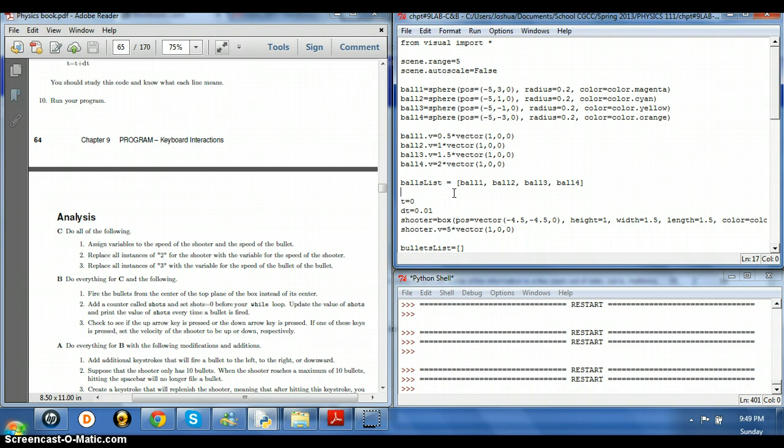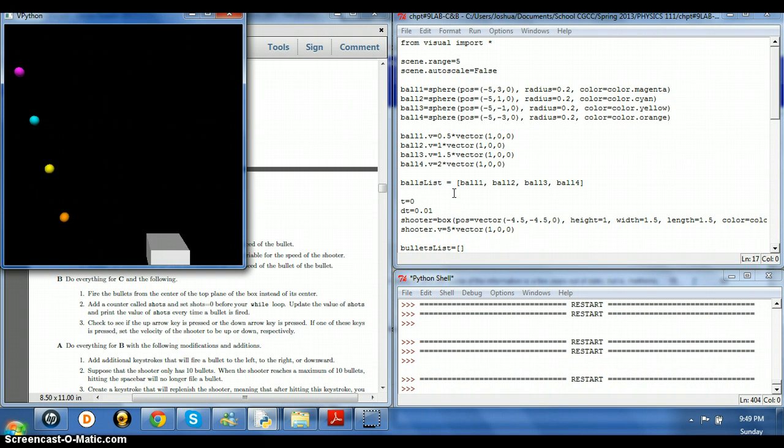I'll go ahead and run the program. So there it is. Fire the bullets from the center of the top plane, and then number 3 is to set the velocity of the shooter to be up or down if you push the up or down arrow keys, and then also having the bullets fire to the left, to the right, and forward into the negative Z quadrants.